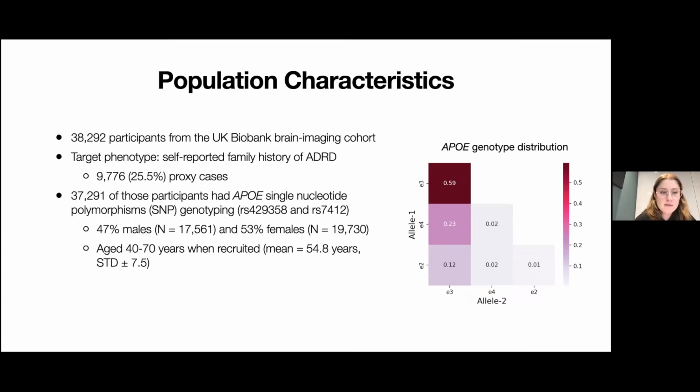So we see that the distribution of APOE genotypes is really similar to what we found in a population of European ancestry. So we have these low prevalent genotypes such as E2E2 with a prevalence of 1%. We have E2E4 with a prevalence of 2% and E4E4 with also a prevalence of 2%.